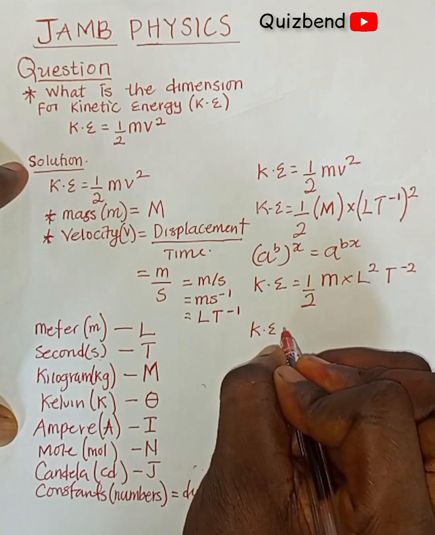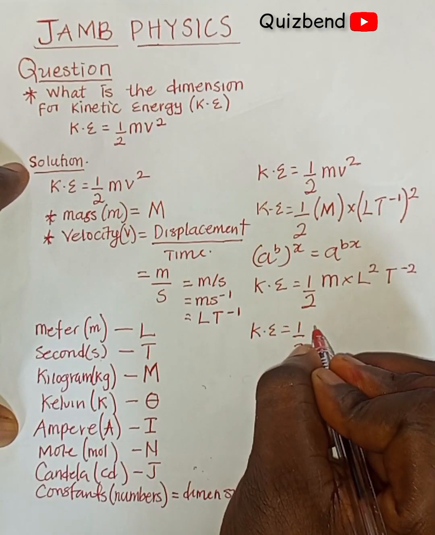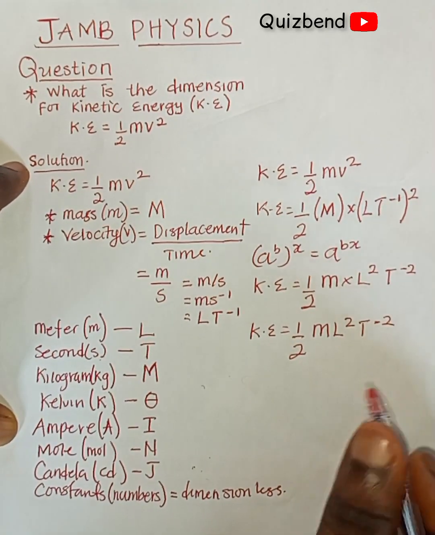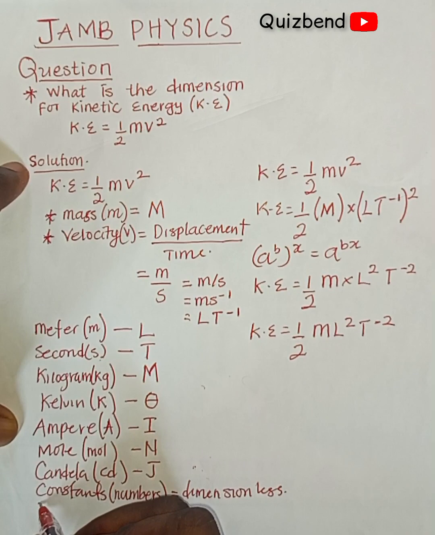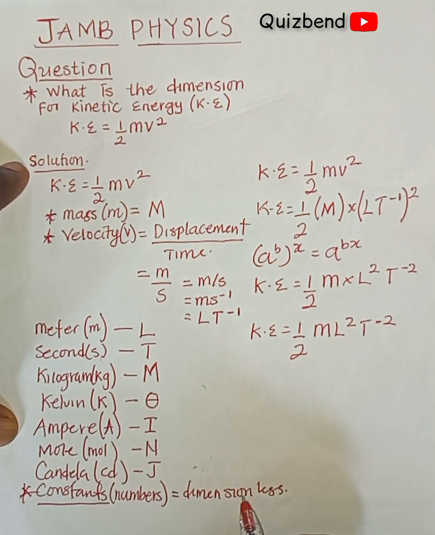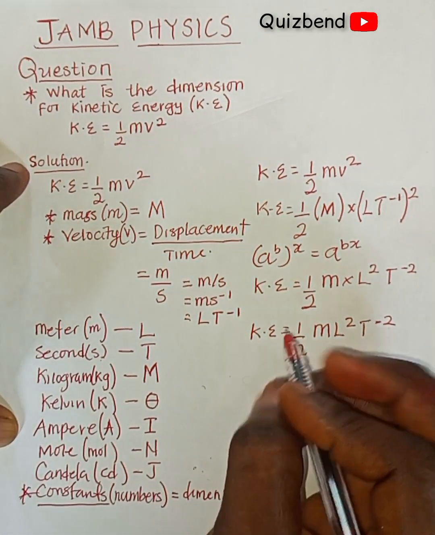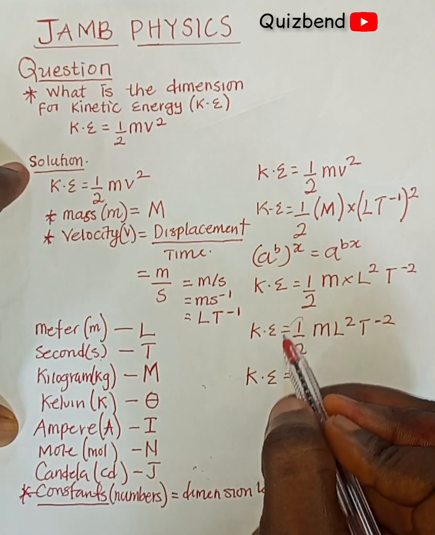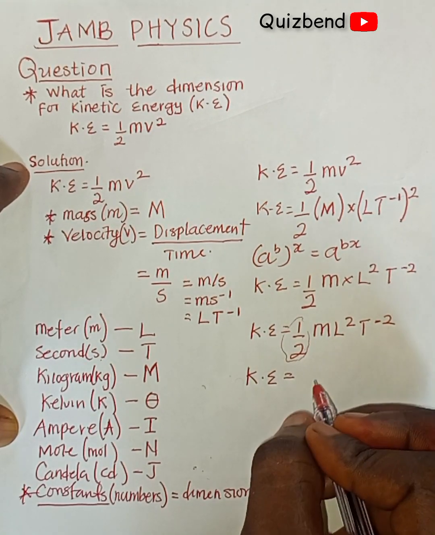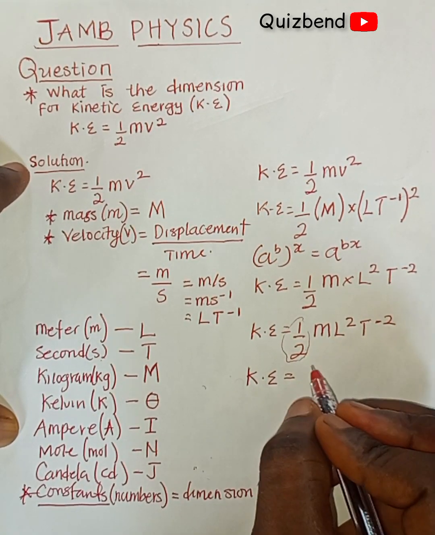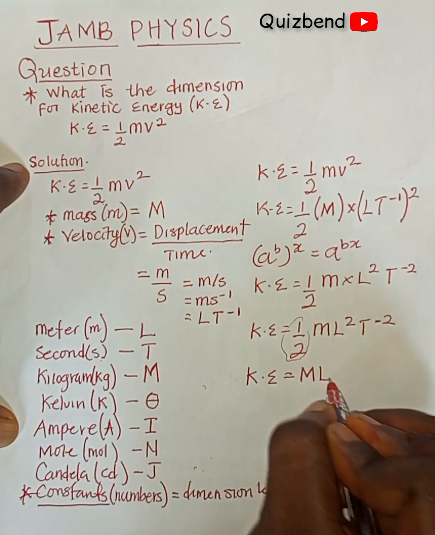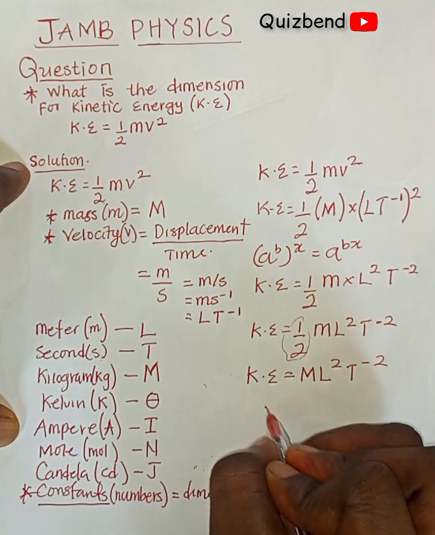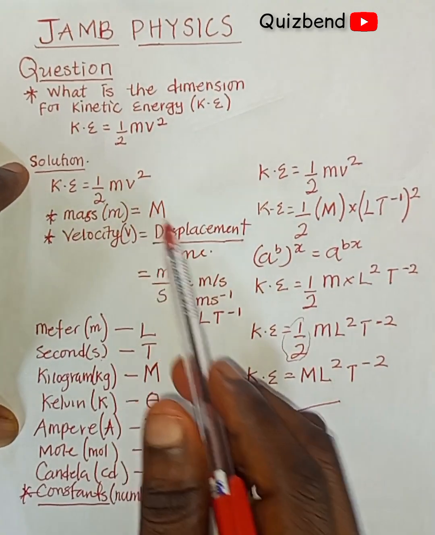So from here we can multiply through, and we have kinetic energy is equal to 1 over 2 ML squared T raised to the power of -2. Now remember what I said: for numbers or constants, they are dimensionless values. So the final answer to this question, ignoring the constant 1 over 2, is that the dimension for kinetic energy is equal to M, length squared, and time raised to the power of -2. So this is the correct dimension for kinetic energy in physics.